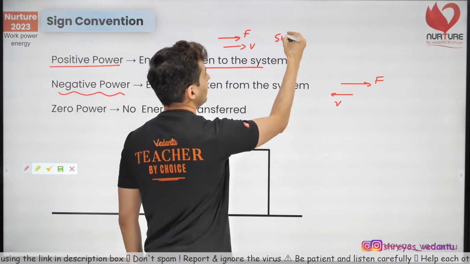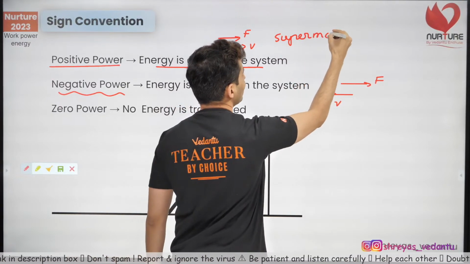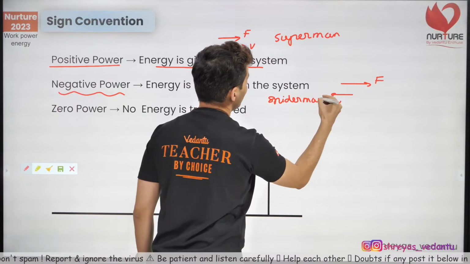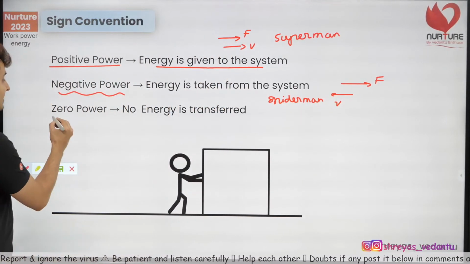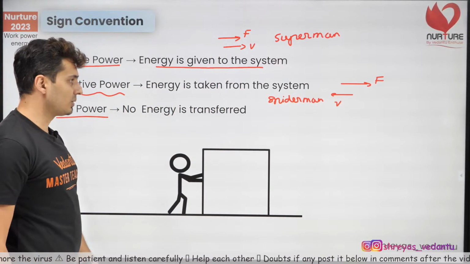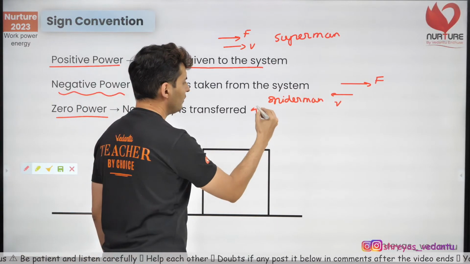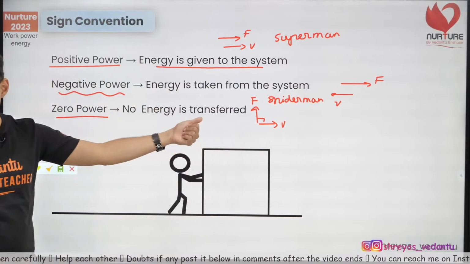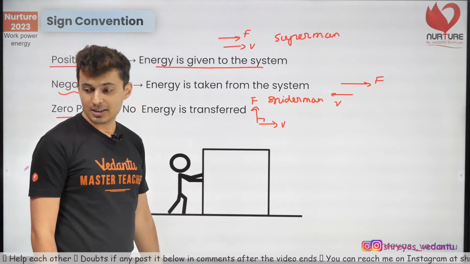Remember, this was the Superman example, and this is the Spider-Man example. And if it is zero power, no energy is transferred to the system. This will happen when force and velocity are perpendicular to each other. 90 degrees.